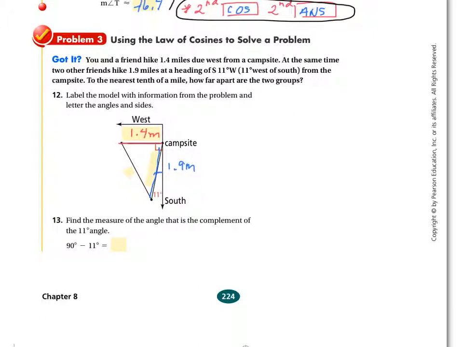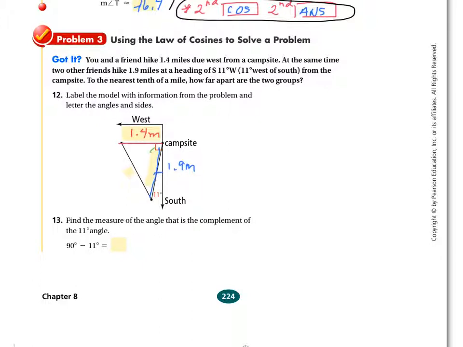Well, the west and south axis lines, they form a right angle, don't they? Right here. This is due west, this is due south, right there. They form this right angle. If this is 11 degrees here, how do I find that angle right there? Subtract 11 from 90. Right. So that's what we're going to do.